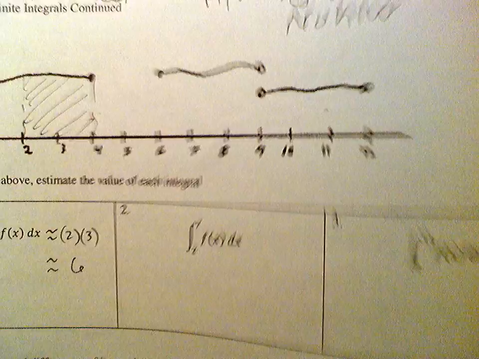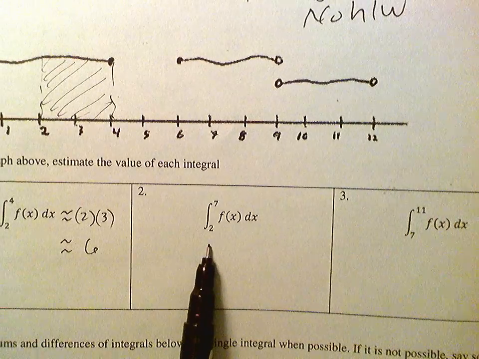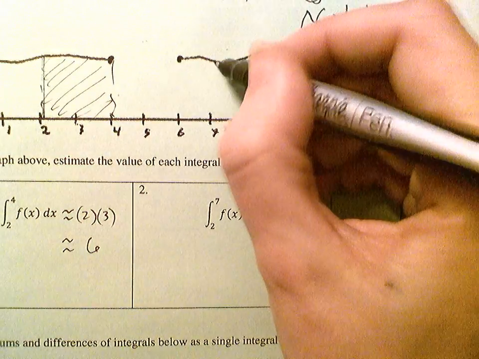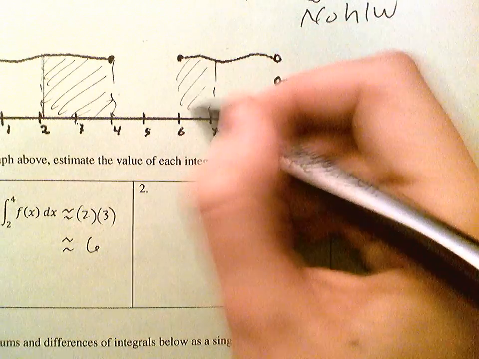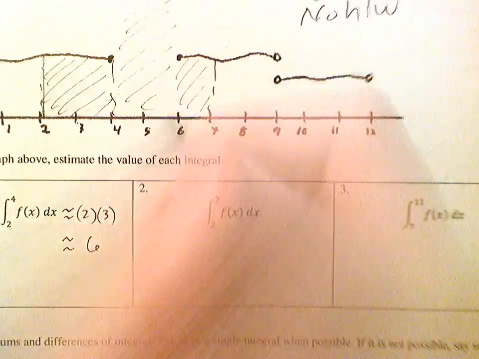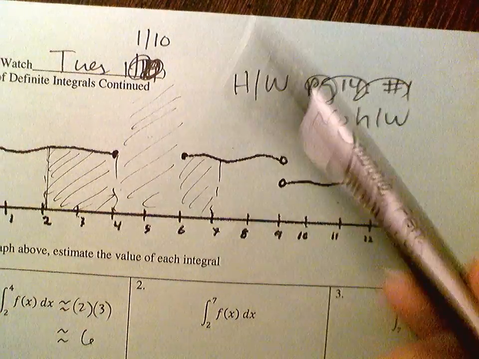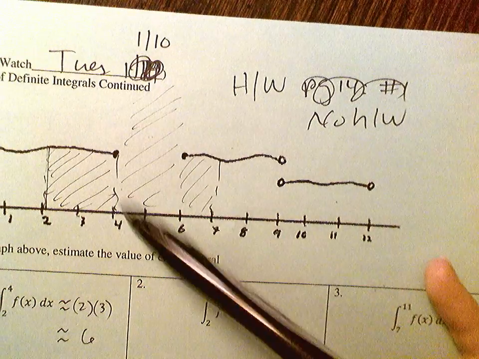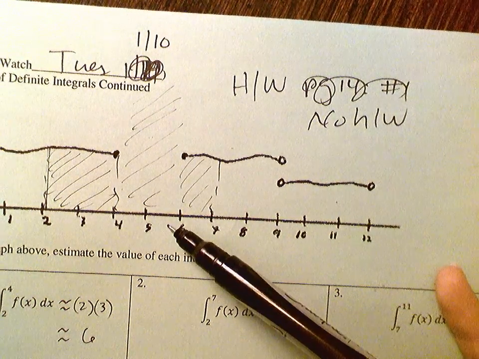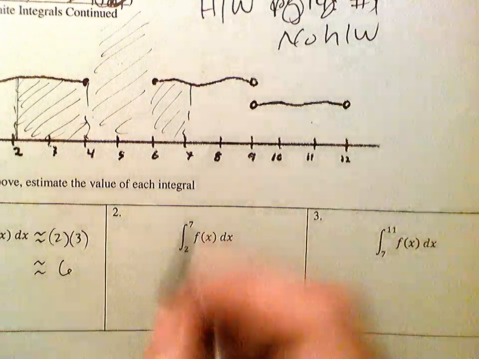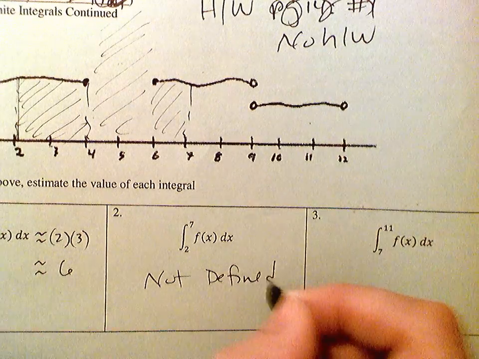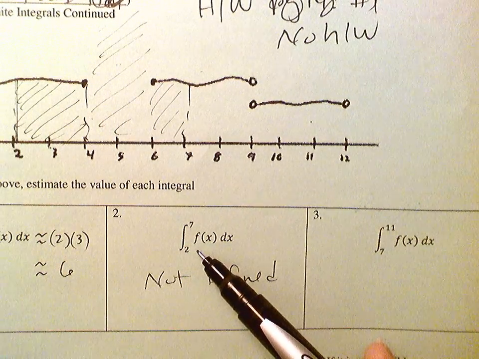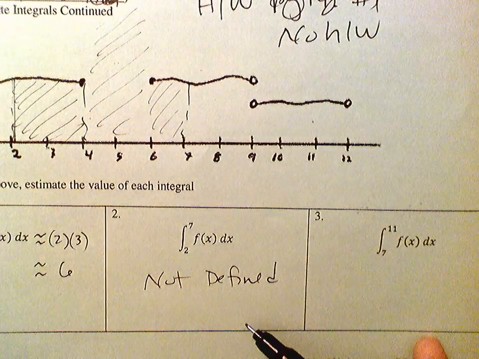Using the graph above, estimate the value of each integral. For this next one, we want the area under the curve from 2 to 7. But the graph isn't even defined in this gap here, so we can't even begin to think about the area underneath the curve for this gap. So we'll say not defined, or undefined. If there is a gap on the interval that you're taking the integral over, then that integral is not defined.